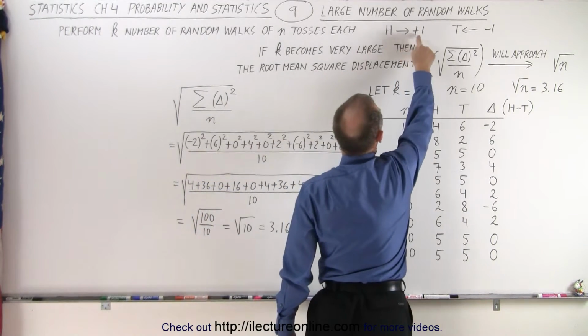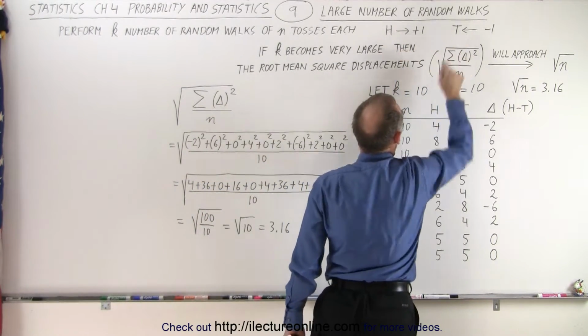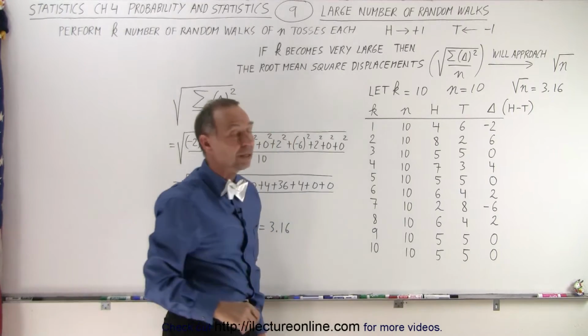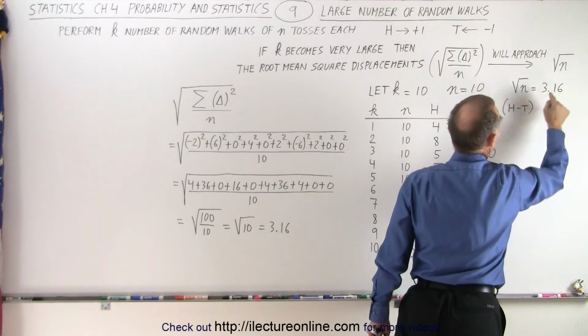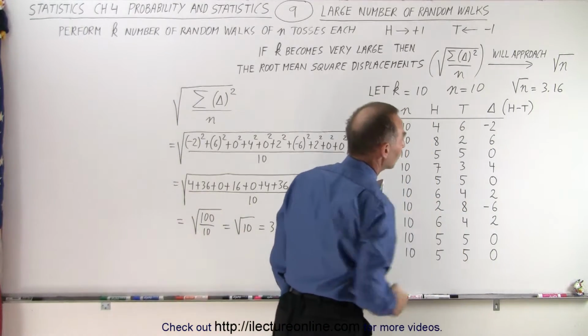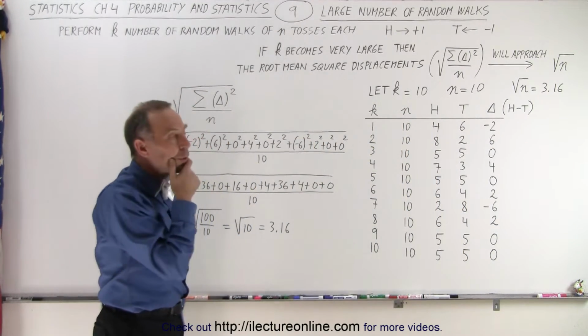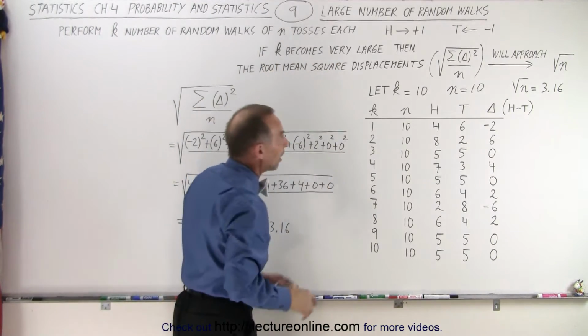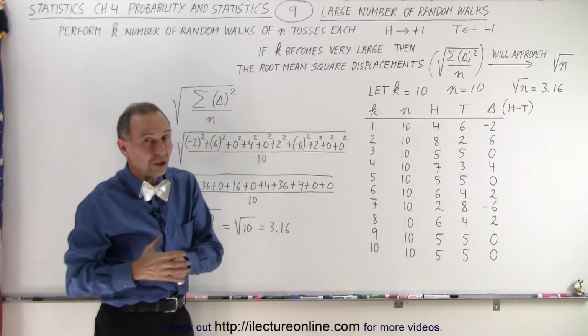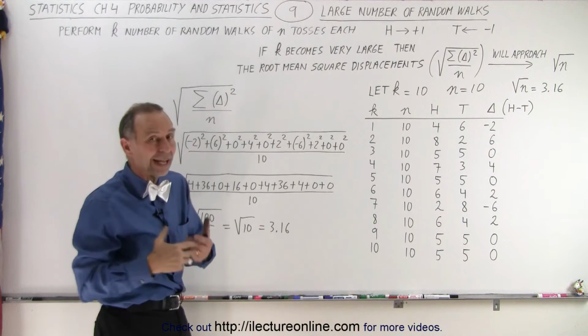If it's a head, we go to the right one space. If it's a tail, we go to the left one space. Now we realize that the square root of 10 is equal to 3.16 if n is equal to 10. So the rule says that if k becomes very large, now I realize that k equals 10, that's not a large number, but at least it gives us an idea.